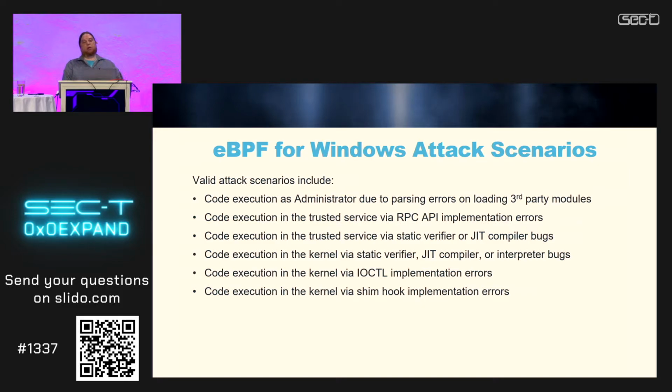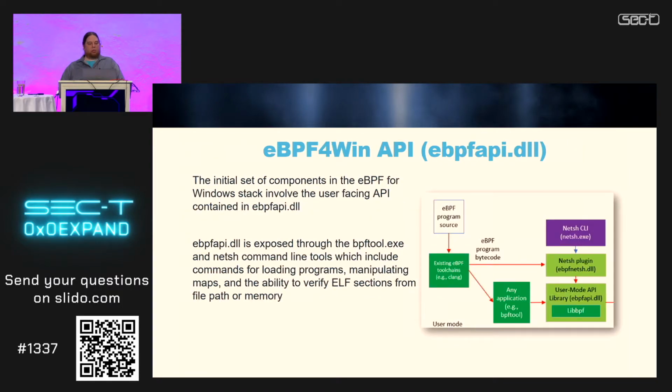So this is the initial attack plan. These are the types of bug classes we're looking for, or the areas in the code that have potential vulnerabilities. So let's first talk about the userland library that allows you to communicate with the service.